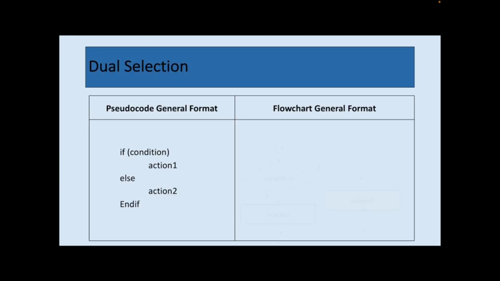So this is the general format of pseudocode and the flowchart for dual selections. In pseudocode, if the condition is true, do action 1, else do action 2, end if. And for the flowchart, if the condition is true, it will do action 1; if false, it will do action 2.